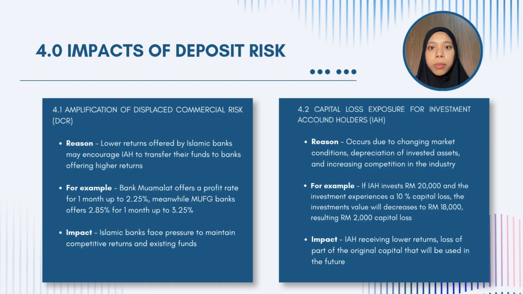For example, Bank Muamalat offers a profit rate for 1 month up to 2.25%, meanwhile MUFG Bank offers 2.85% for 1 month up to 3.25%. The impact is that Islamic banks face pressure to maintain competitive return and existing funds.